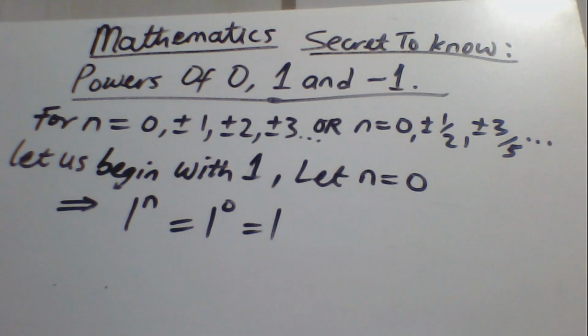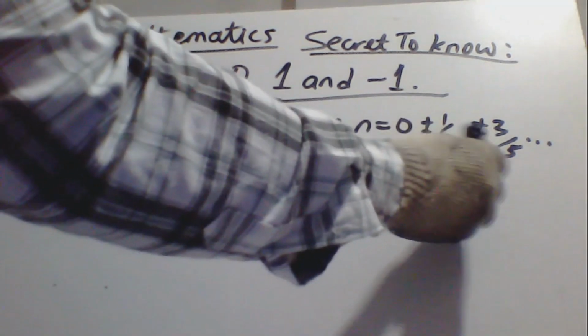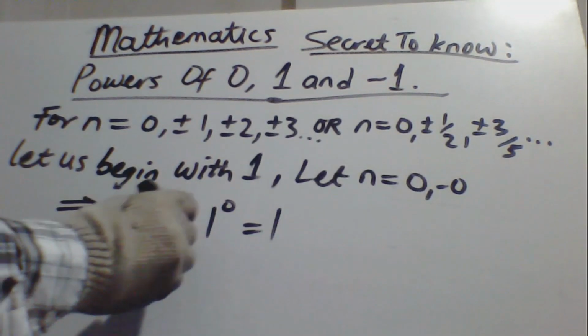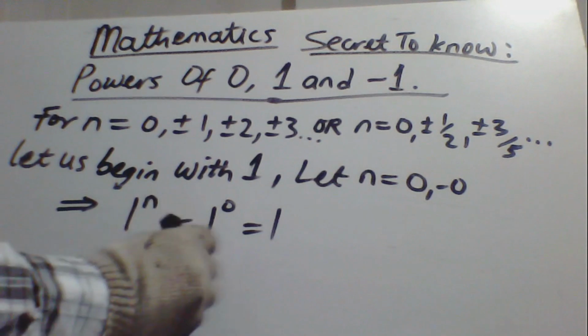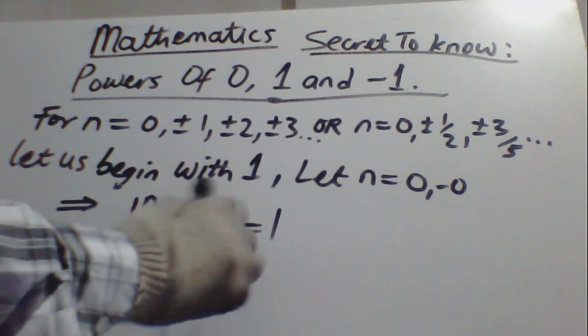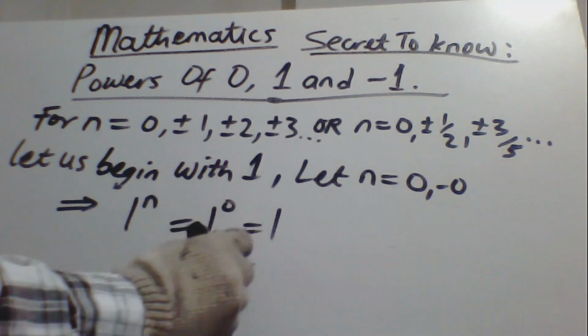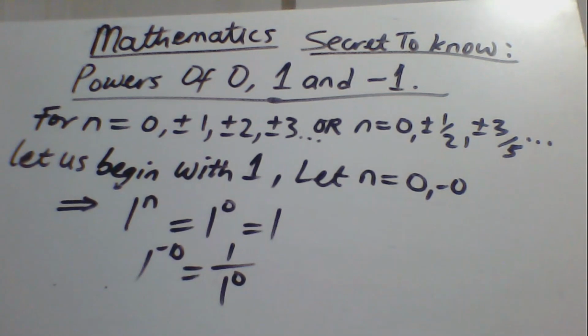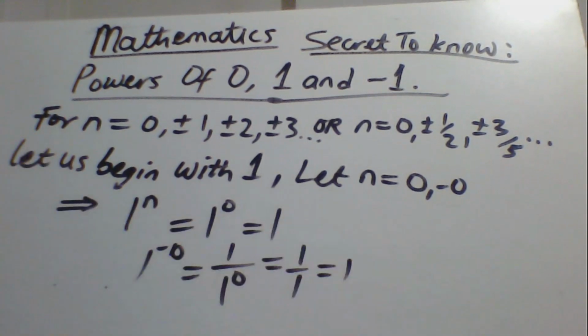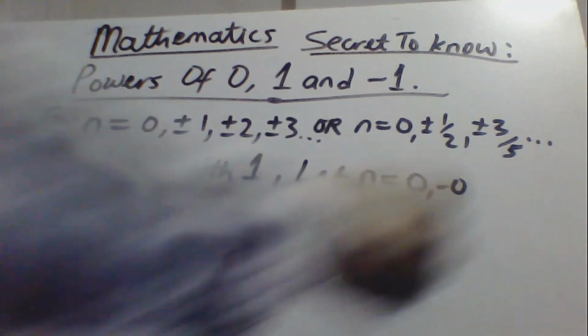So for example, if here is also minus 0, 1 to the power of minus 0 will give us 1. It will give us 1 because 1 to the power of minus 0 is the same as 1 divided by 1 raised to power 0 by indices, and this will give us 1 over 1, and that gives us 1 for negative. So whichever one, you will arrive at 1.